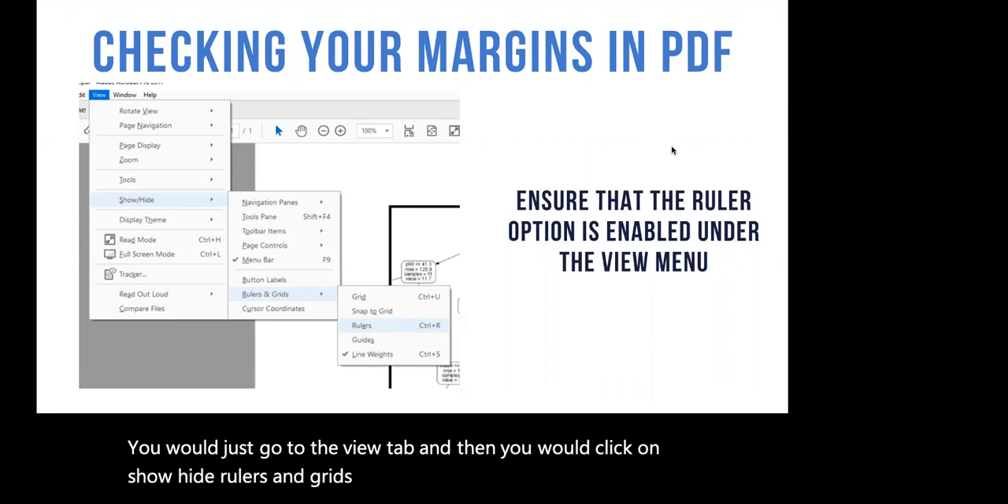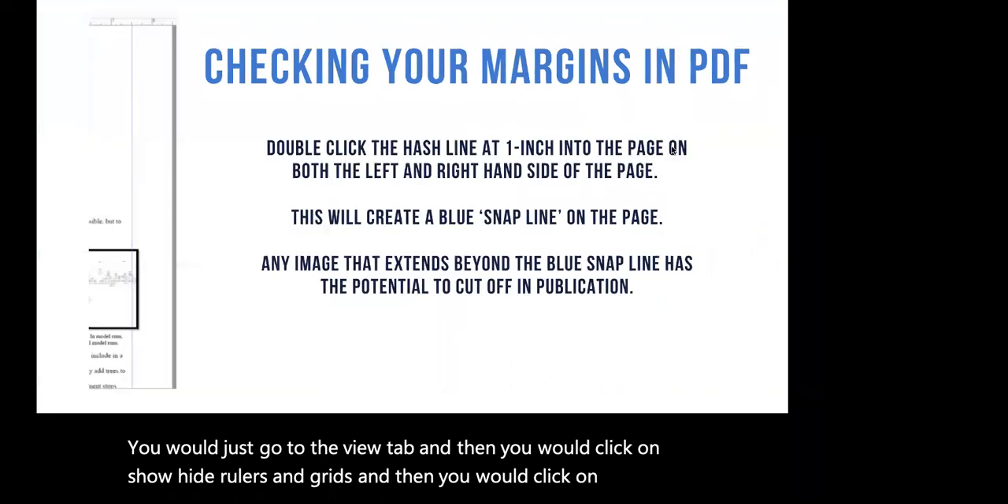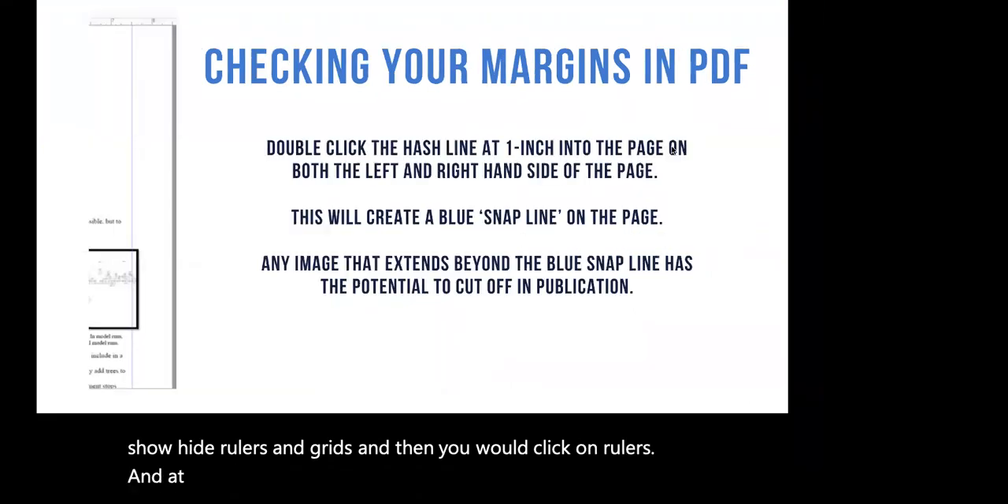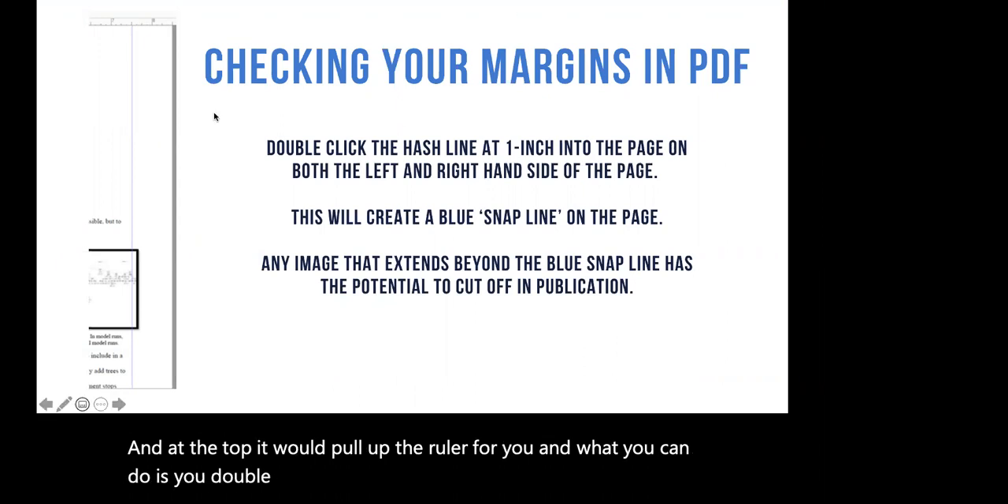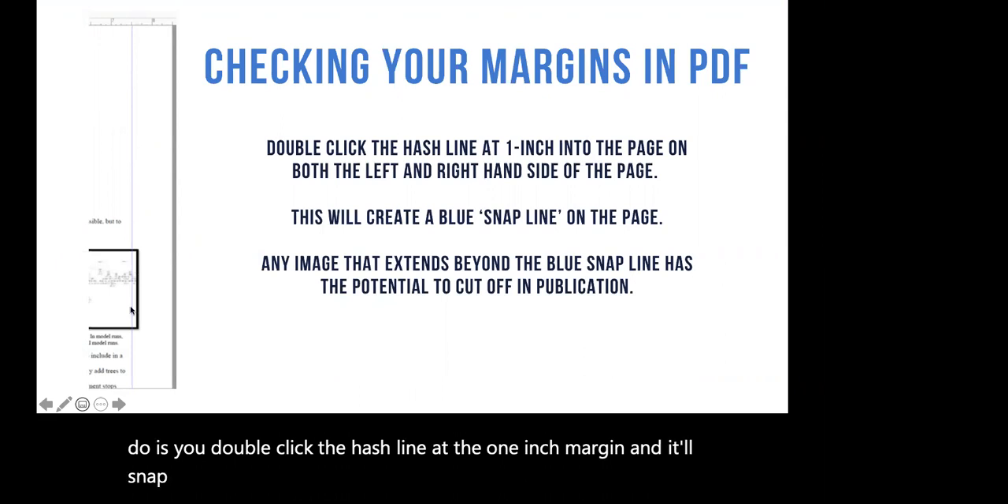And then you would click on rulers. And at the top, it would pull up the ruler for you. And what you can do is you double click the hash line at the 1-inch margin, and it'll snap this blue line in place. And you can do this on every single page.